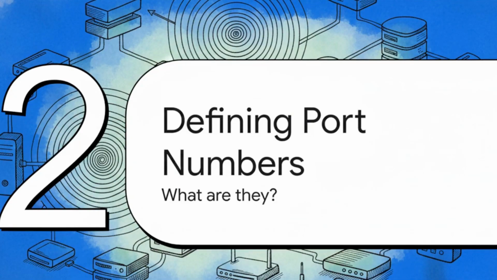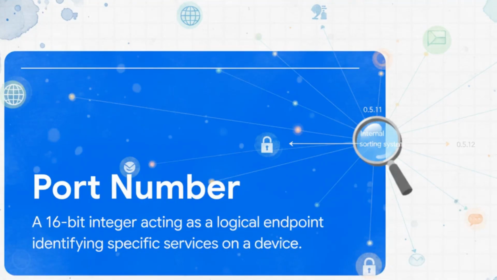Section 2. Defining network port numbers. Well, the elegant answer is the port number. It's a 16-bit integer, acting as a logical endpoint that identifies specific services on a device. Think of it like this. Your IP address gets the data to your hardware, to the right building, basically. But the port number? That routes it to the specific apartment, meaning the correct application layer process. Specific services map to highly precise mathematical identifiers. For instance, routing general traffic to logical endpoint 0.5.11, or pointing secure shell access over to 0.5.12. It's an incredibly precise internal sorting system.